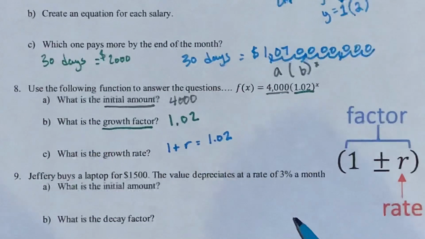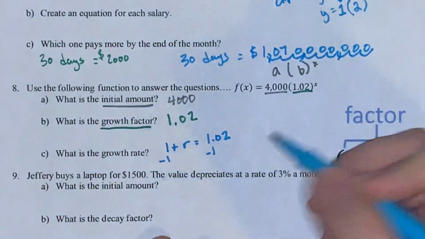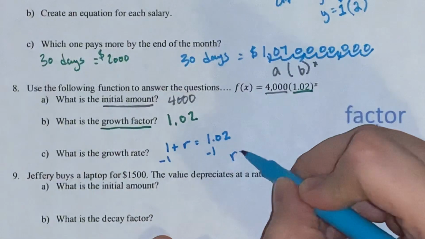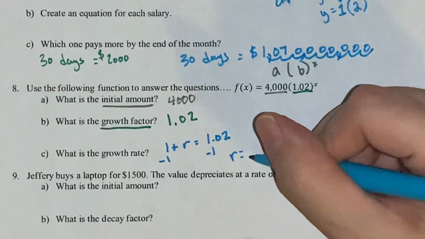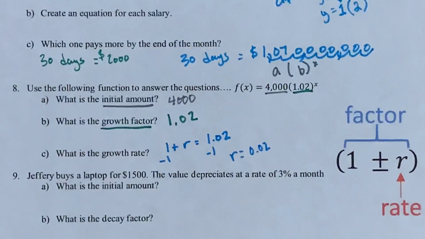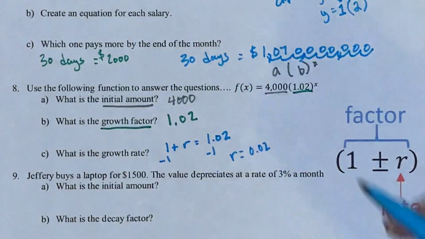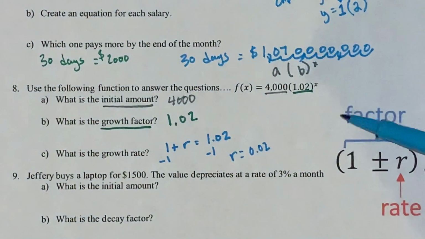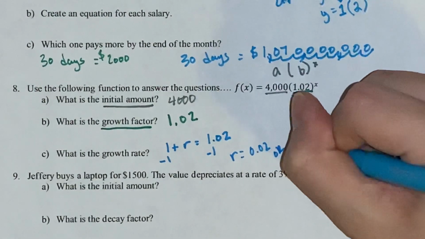And then to do some algebra, get R isolated, subtract 1 from both sides, and R, or the rate, is going to equal, so 1.02 minus 1 is 0.02. If you are given answer choices that are in a percentage, then remember that changing a decimal into a percentage, you just multiply this by 100. So it could be 0.02 or 2%.